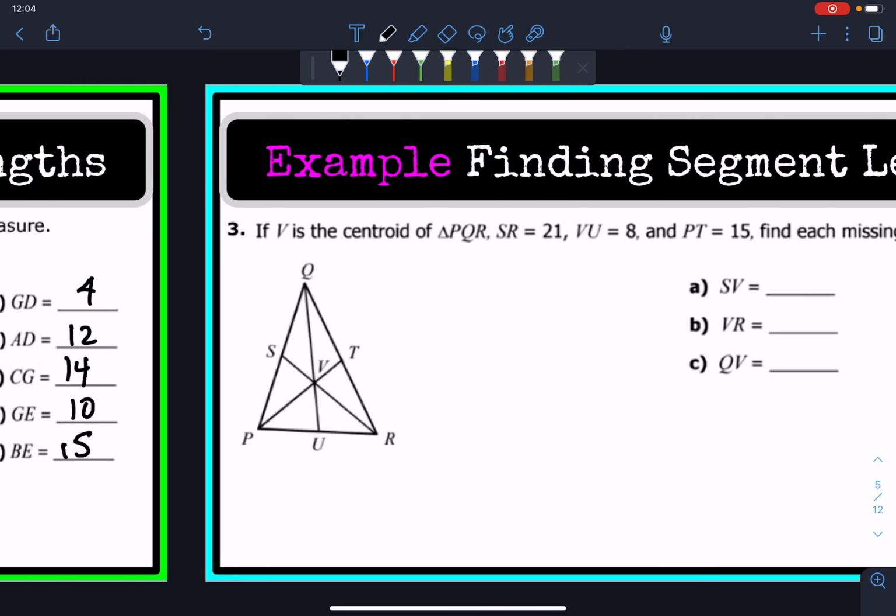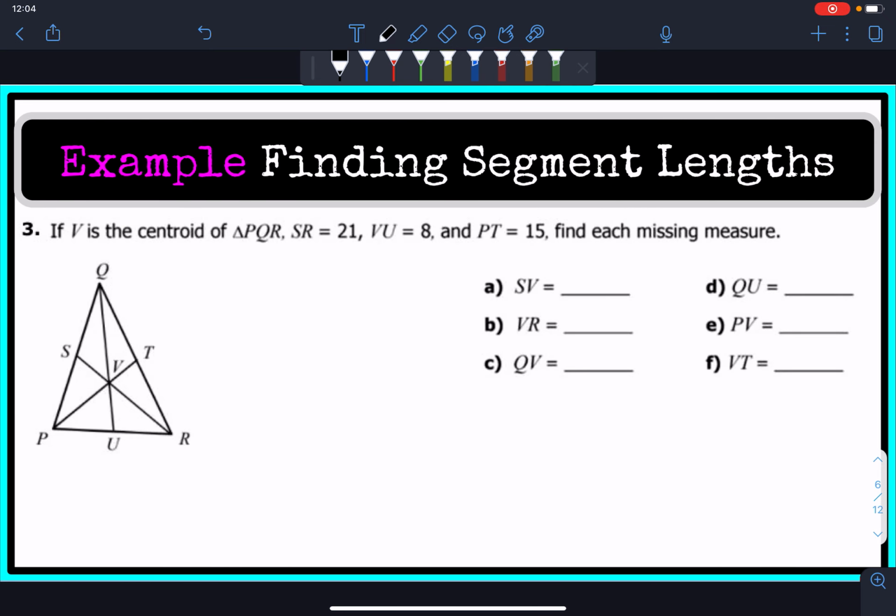Let's move on to our third example. On our third example, again, we have that V is the centroid. And we're starting off with the distance of RS being 21. So this entire segment here has a length of 21 units. Since that entire segment has a length of 21 units, the short end of that median, which is from the centroid to this middle point, is going to be 1/3 of 21. So if I divide 21 by 3, I get 7. So this has to be 7, which means that the longer end is going to be twice as big. So that's going to be 14.